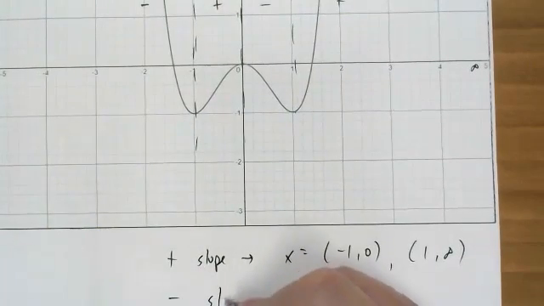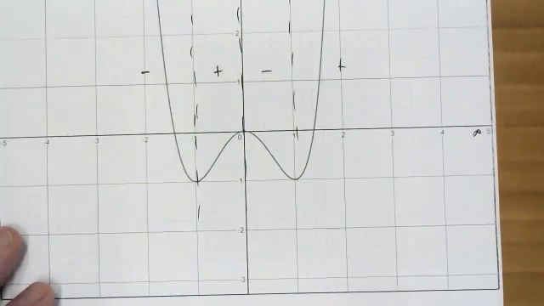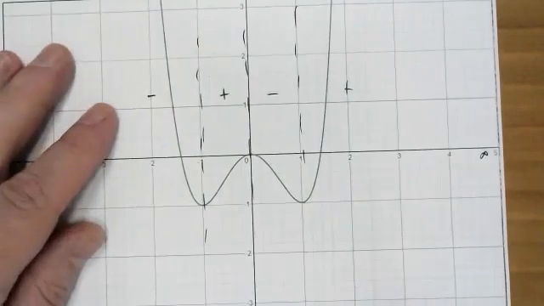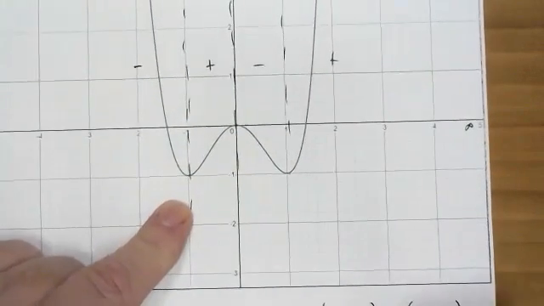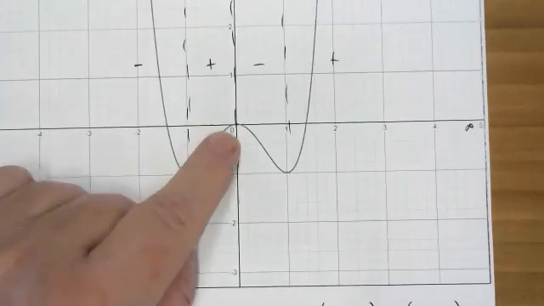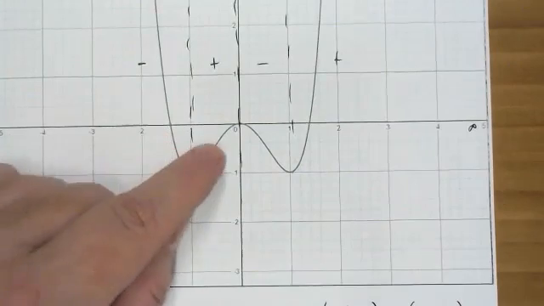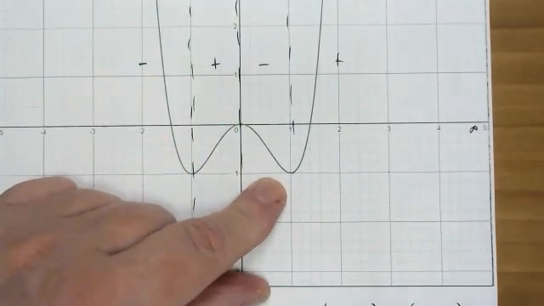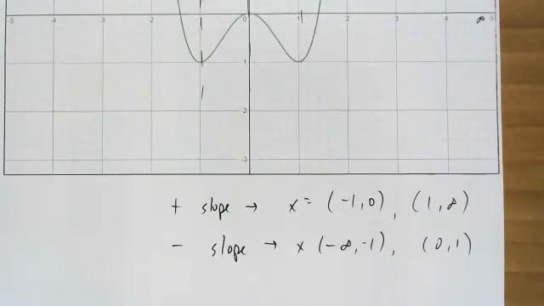Where is the slope negative? Starting here at -infinity all the way down to -1. And then from 0 to 1. I ain't making mistakes. Trying to be careful and pay attention.